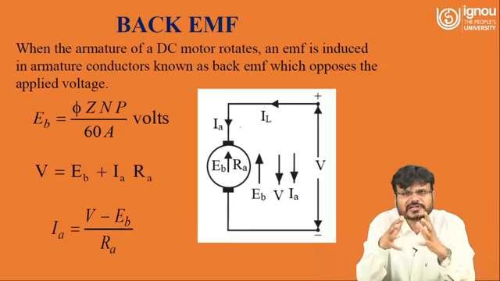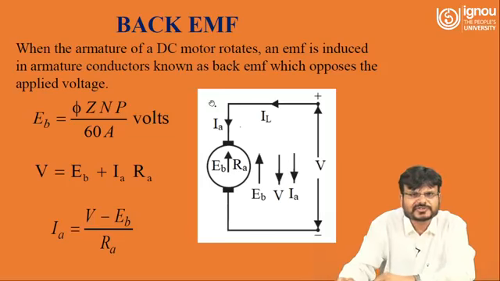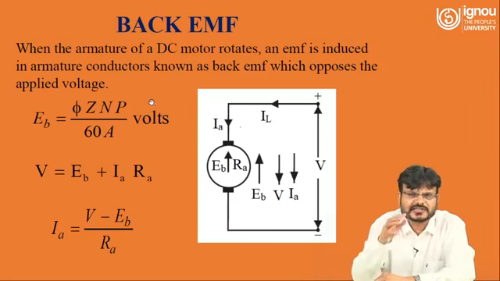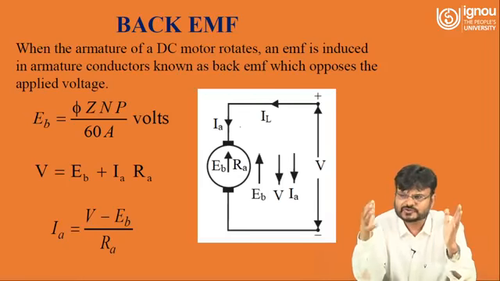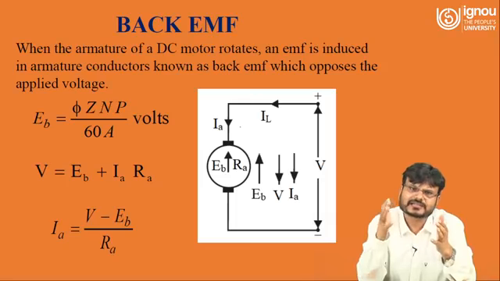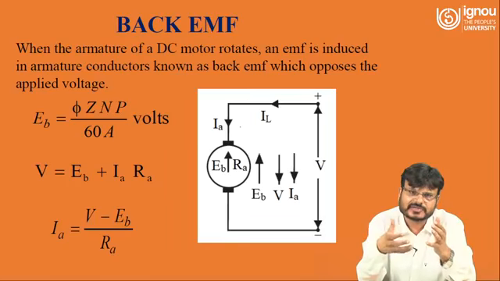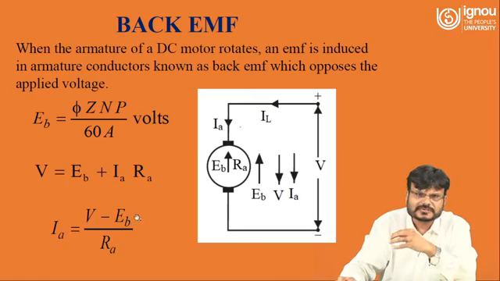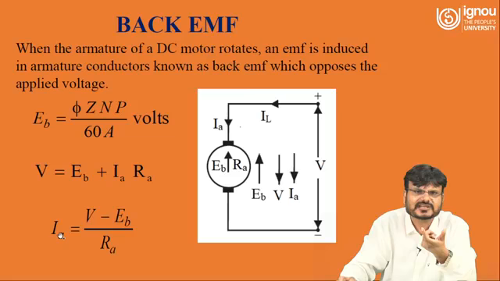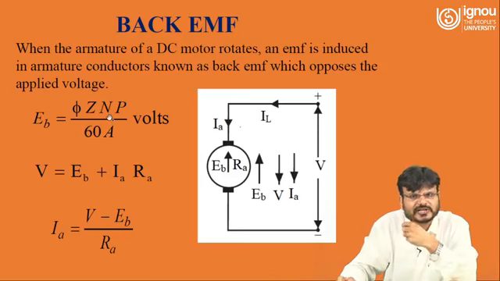When the armature of a DC motor rotates, an EMF is induced in the armature conductors known as the back EMF, which opposes the applied voltage. As I already told you, armature current is nothing but V minus Eb. As the name indicates, back EMF is generating some EMF which opposes the terminal voltage. So this value of V minus Eb is less, which means the armature current is less. And this Eb is directly proportional to the speed of the motor, as I already told you.